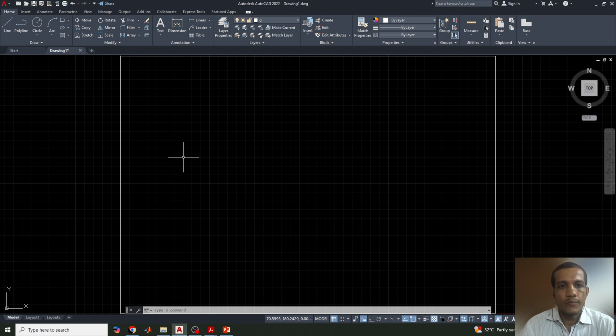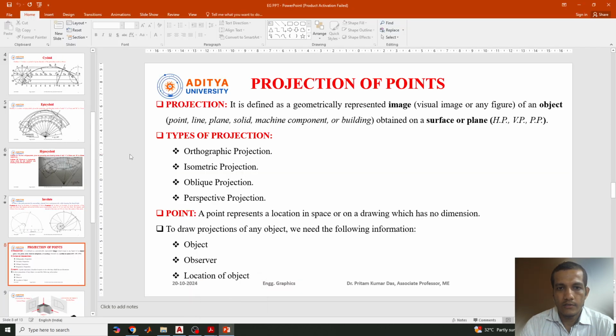So before going to draw the projection of points, let's try to understand what we mean by projection and what we mean by projection of points. For that I'll show you this slide. Actually, projection is defined as a geometrically represented image. The image may be a visual image or any kind of figure of an object. The object may be a point, a line, a plane, a solid, or any kind of machine components, buildings, which is projected on a plane or a surface. And the plane also may be of different types, like horizontal plane, vertical plane, and profile plane.